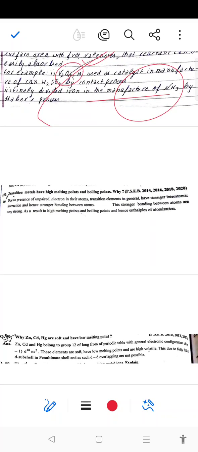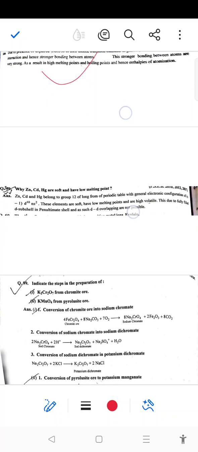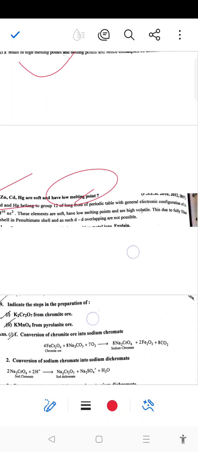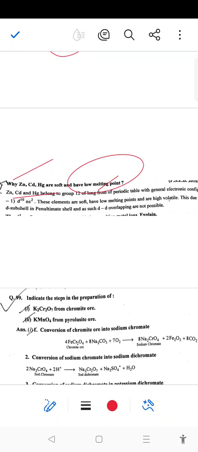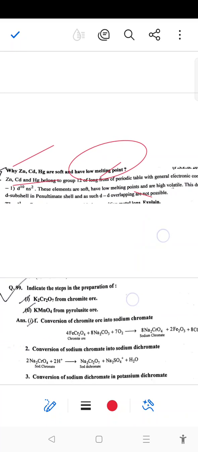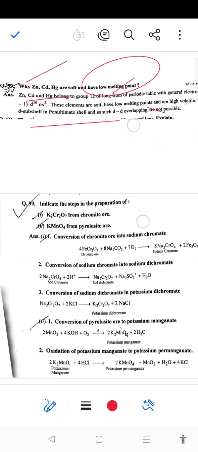Next, transition metals have a high melting and boiling point, already done. Why are zinc, cadmium and mercury soft and have low melting points? The reason is that zinc, cadmium and mercury belong to group 12 of the long form of the periodic table with electronic configuration (n-1)d10 ns2. These elements are soft, have low melting points and are highly volatile. This is due to the fully filled d subshell in the penultimate shell, and such d-d overlapping is not possible.